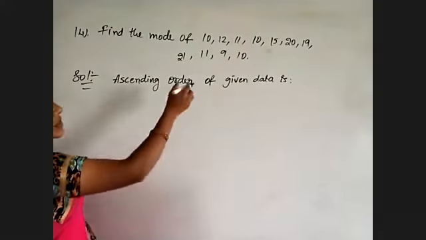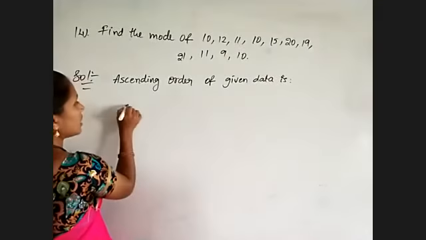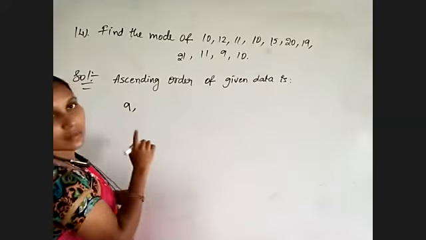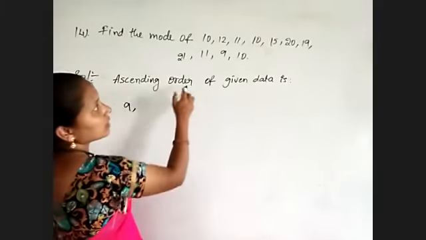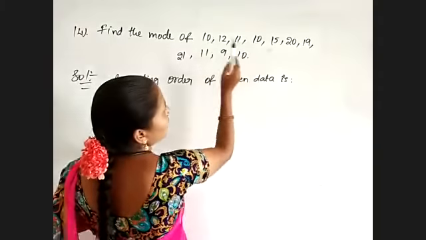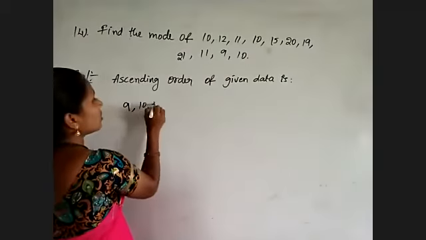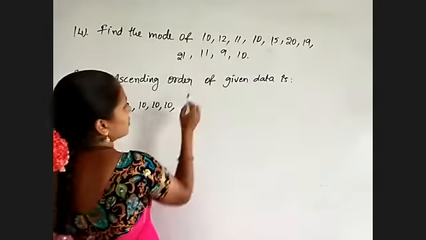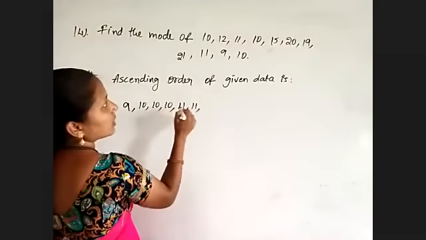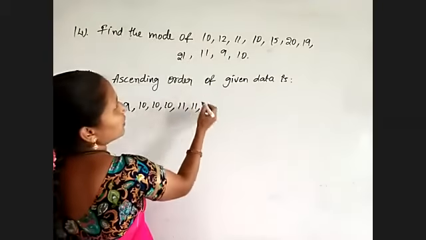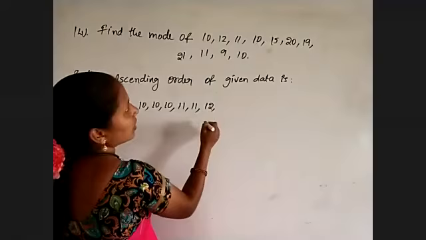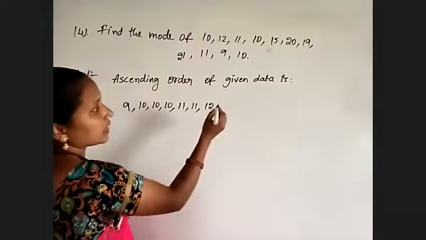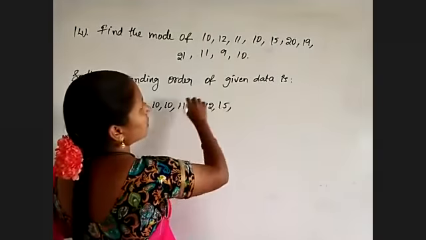First, which one is the smaller among the given values? 9. 9 came only once. After that, 10. 10 repeated 1, 2, 3 times. After that, 11. 11 came twice. 11, 11. 12 only once we got. And after that, 15. 15 also only once.